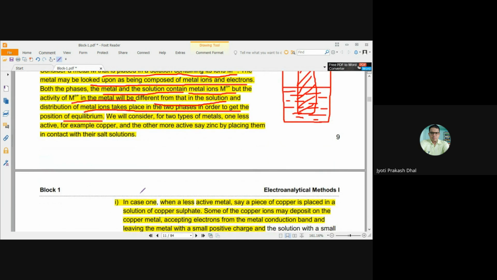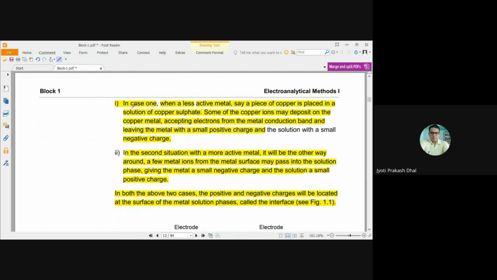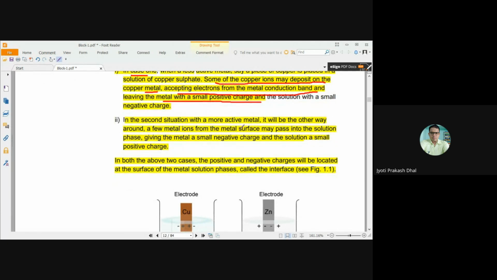So here, in order to explain in detail, we will consider two types of metals. One is less active, for example copper, and the other one is more active, for example zinc, and we place them in contact with their salt solution. In the first case, a piece of copper metal is placed in a solution of copper sulfate, and some of the copper ions may be deposited on the copper metal, accepting electrons from the metal conduction bands and leaving the metal with a small positive charge, and hence the solution with a small negative charge.